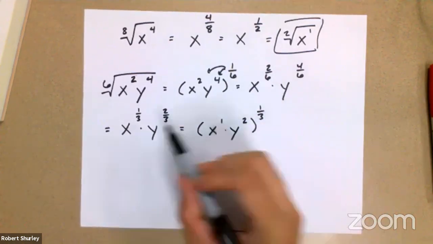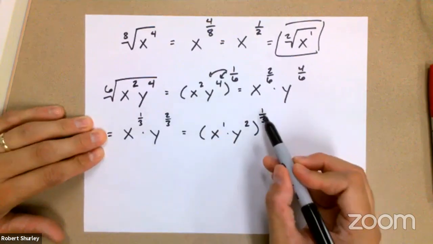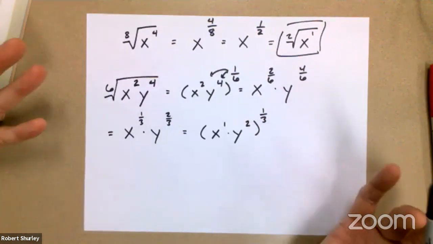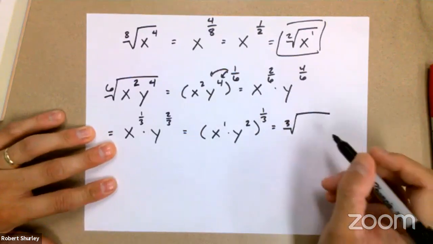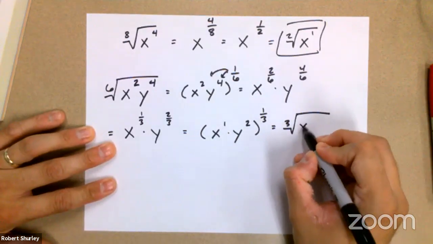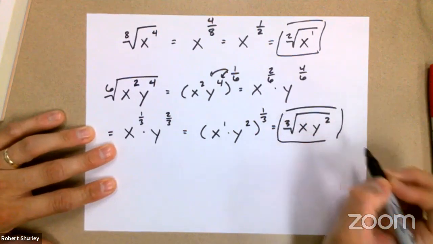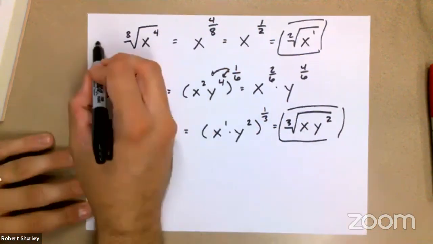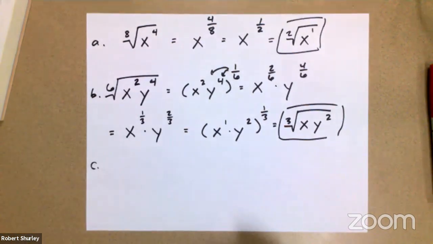Now think about this. If we checked it, we could get to here. 1/3 times 1 is 1/3, right? 1/3 times 2 is 2/3. So it works out. And then we can write it back into a radical. So this would be the cube root of x y squared. So hold on, I'm going to separate these a, b, and c down here.